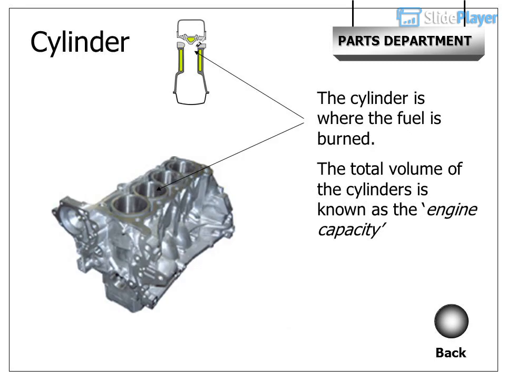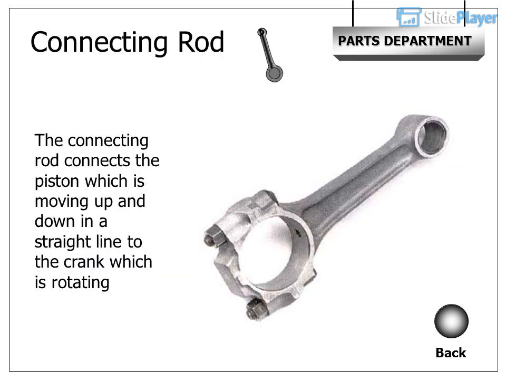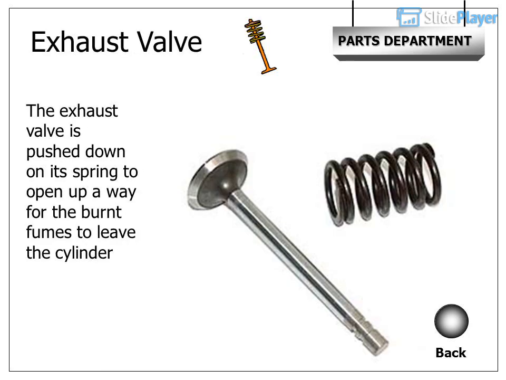Back. Cylinder. The cylinder is where the fuel is burned. The total volume of the cylinders is known as the engine capacity. Back. Parts department. Connecting rod. The connecting rod connects the piston, which is moving up and down in a straight line, to the crank, which is rotating. Back. Parts department.